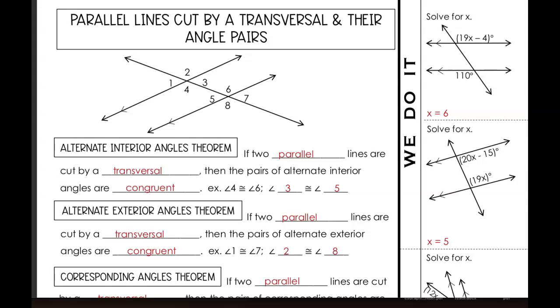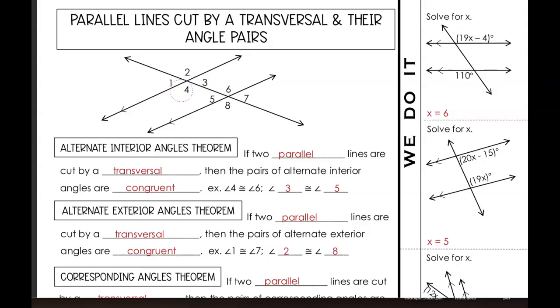Yeah. Okay, so in other words, if I tell you the measure of angle 4 is 120, what is its alternate interior angle? Which one is it? Alternate, so opposite, inside. So which one is it? 6. So if the measure of angle 4 was 120, what's the measure of angle 6? 120. Okay?